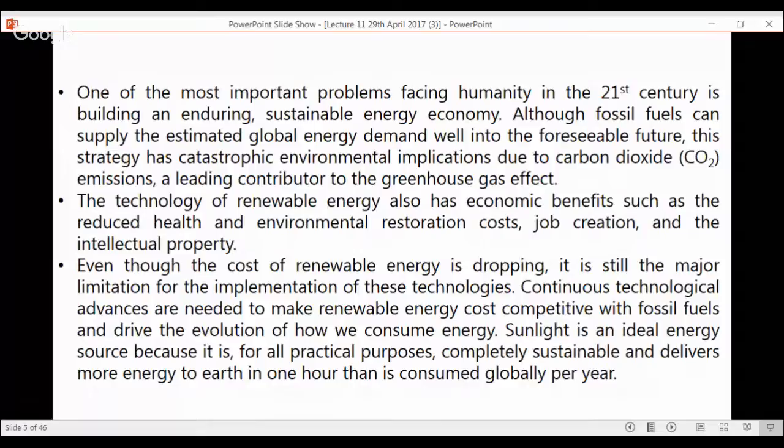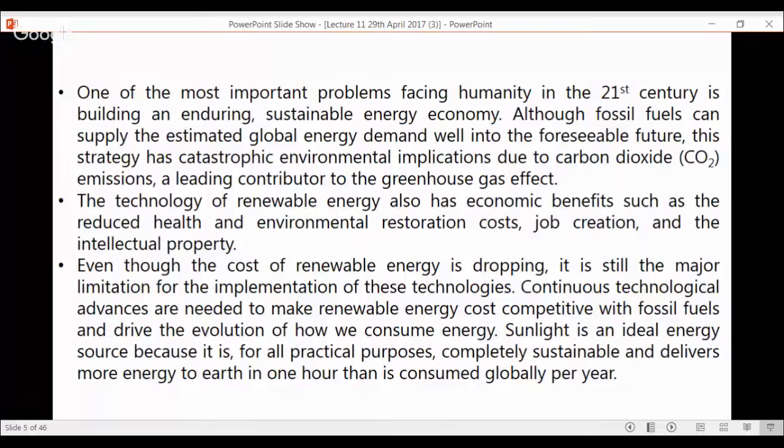Even though the cost of renewable energy is dropping, it is still a major limitation for the implementation of these techniques. For example, maybe one of you may be having this doubt: what is the cost difference between the present fossil fuels and any one of the renewable fuels? The cost difference can be anywhere from 3 to 10 times higher. For example, I take hydrogen. Compared to fossil fuel, hydrogen will be 5 times. So that is the problem that exists.